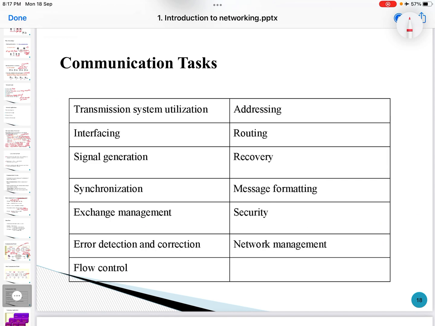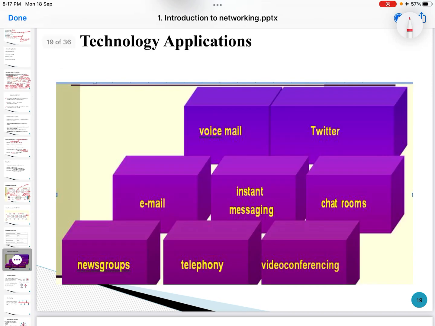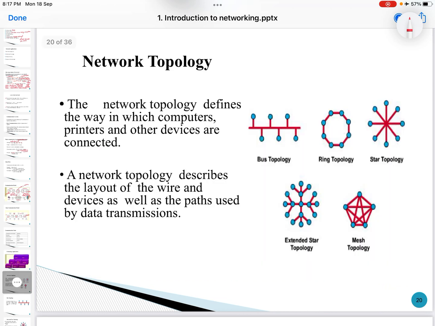Communication tasks: transmission system utilization, interfacing, signal generation, synchronization, exchange management, error detection and correction, flow control, addressing, routing, recovery, message formatting, security, network management. All these are the tasks of communication. These are the technology applications: voicemail, Twitter, email, instant messaging, chat rooms, news groups, telephony, video conferencing.